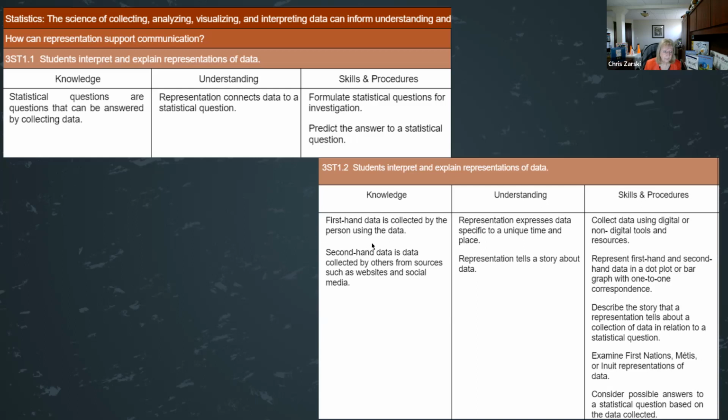So they are collecting first and second-hand data. So in this case, when I'm doing the work, most of it should be first-hand data, and we really want them to go through and collect it. Ask their question, go get it. But they could use second-hand data. In grade 2, they only use first-hand data.